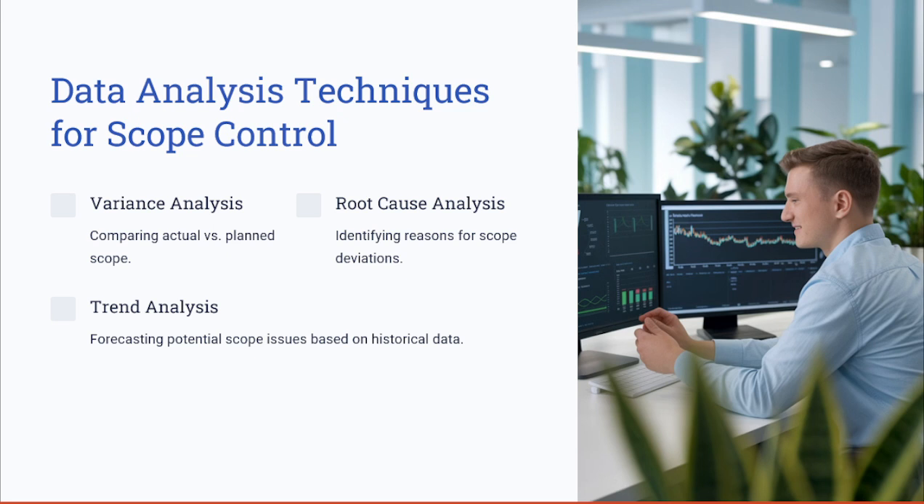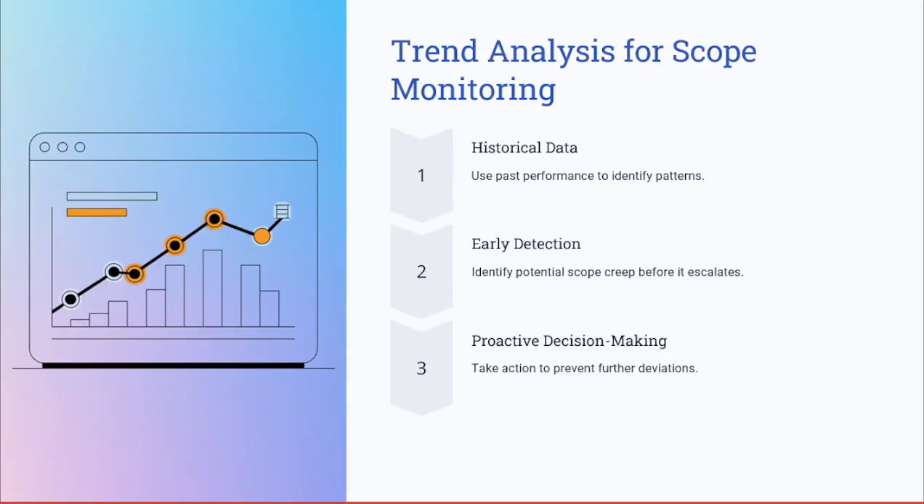Now let's look into trend analysis as one of these key techniques that can be used. Trend analysis is an essential tool in scope control, and it helps the project managers to anticipate potential problems before they escalate. By tracking the past performance, you as a project manager can predict if the project is likely to experience further deviations. Think of using the historical data to identify the patterns and to predict the future deviation. It helps in early detection of scope creep, and it ensures proactive decision making to prevent any further deviations.